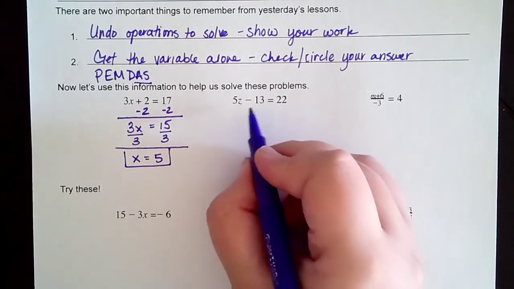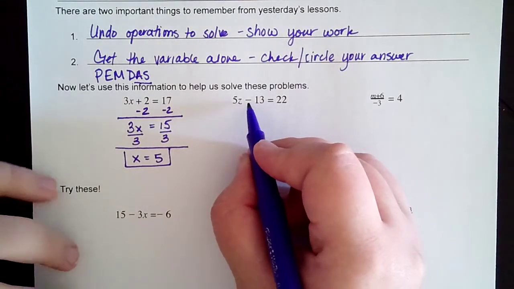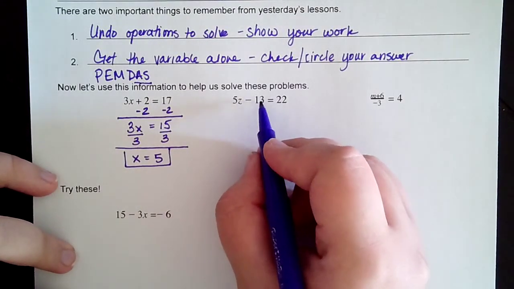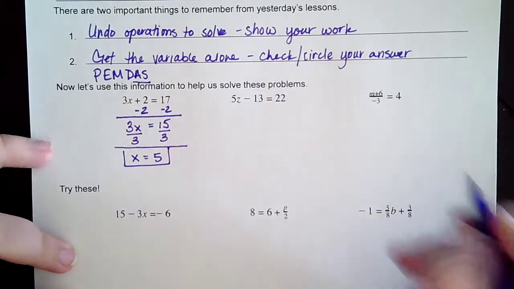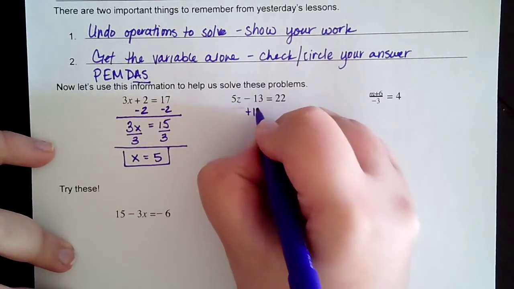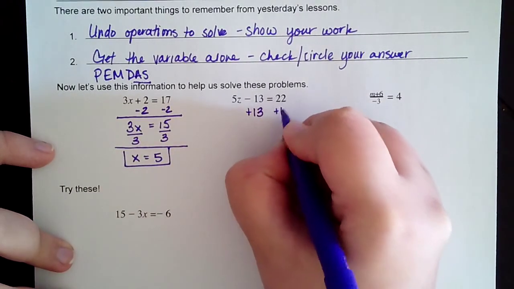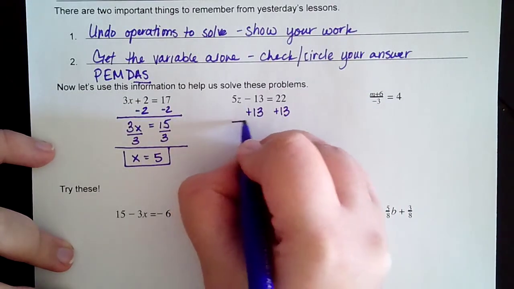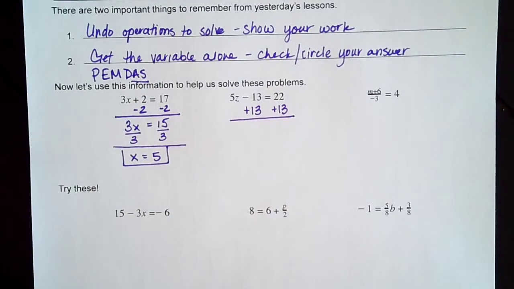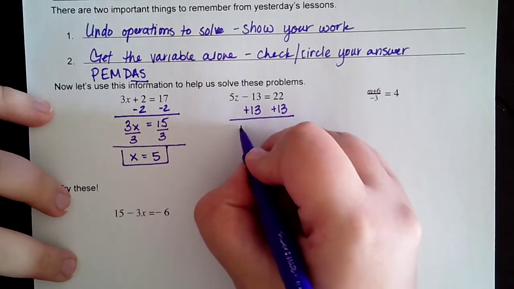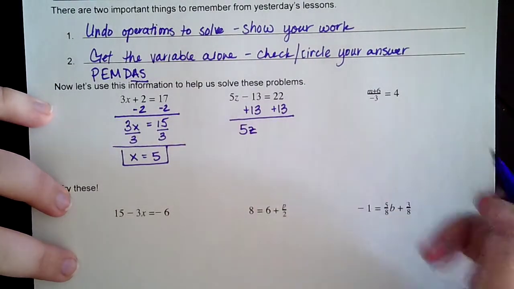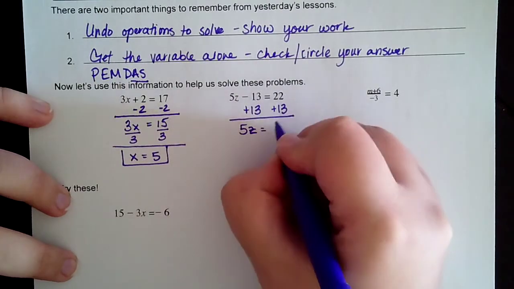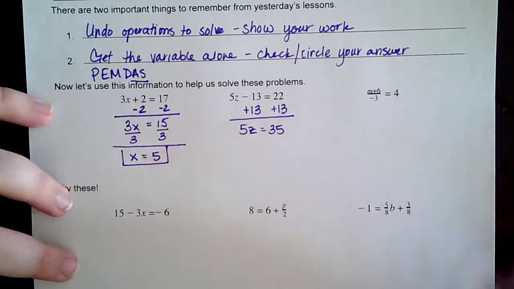Let's see this one again. Notice my negative 13 or my minus 13 is farther away than my 5, so I'm going to deal with that first, working backwards against PEMDAS. We always want to take care of subtraction and addition first. We're left with 5z on the left. We're left with 35 on the right.